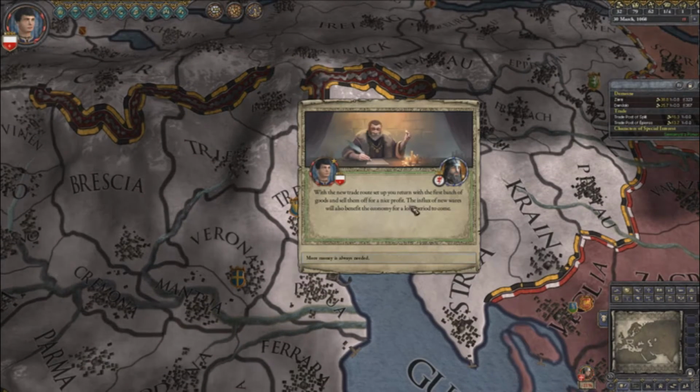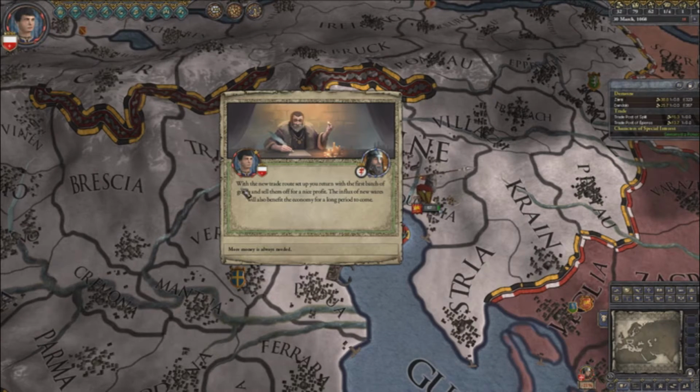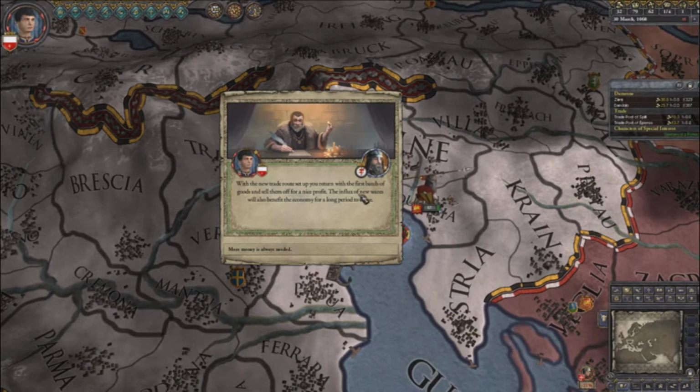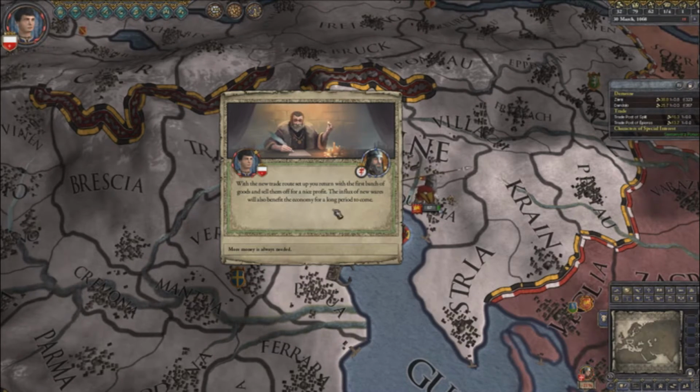Excellent. With our new trade route set up, we return with the first batch of goods and sell them for a nice profit. The influx of new wares will also benefit the economy for a long period to come.